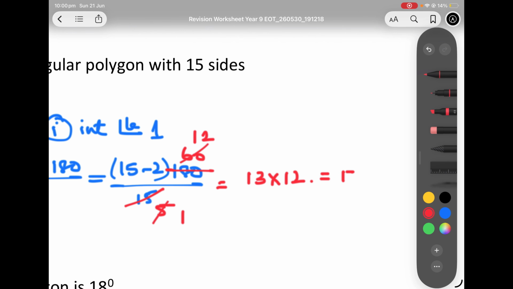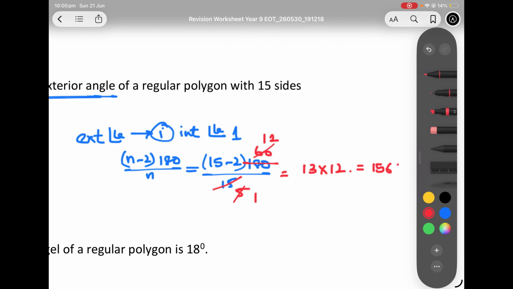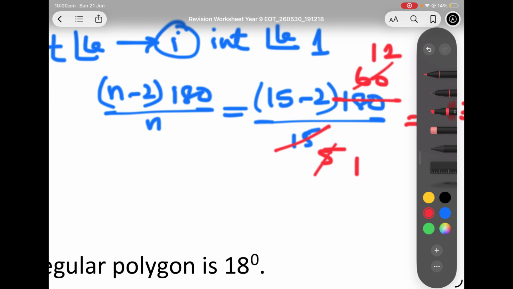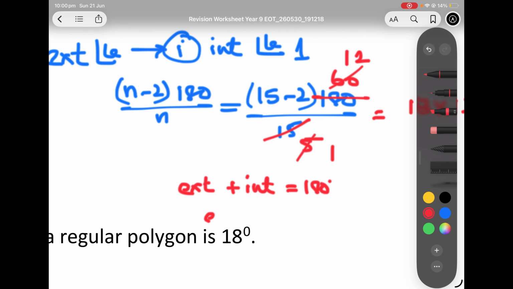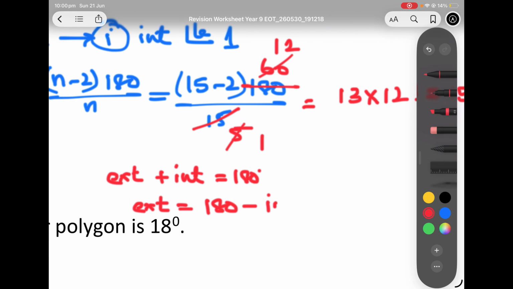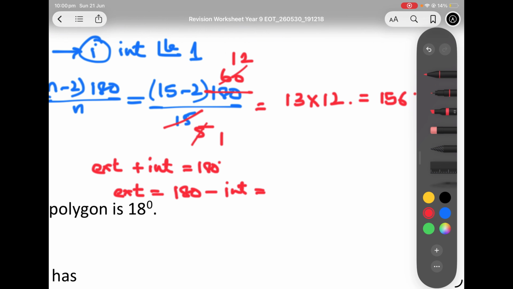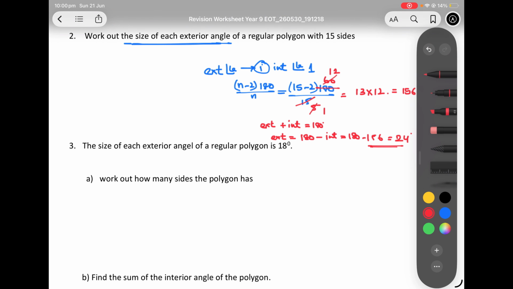That is equal to 156 degrees is what you get. Now you have got the exterior angle. I told you exterior angle plus interior angle is equal to 180 degrees. So you have to find the exterior angle: 180 minus the interior angle, and the interior angle we have got is 156. So 180 minus 156, when I do it, I get the answer as exterior angle is 24 degrees. Okay, next question.